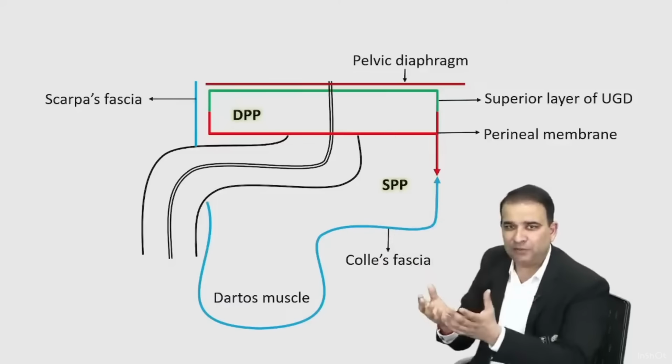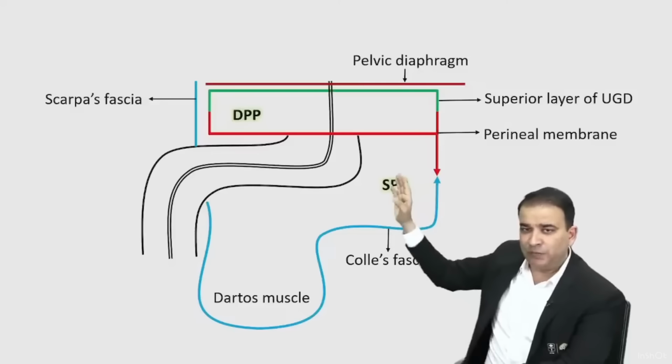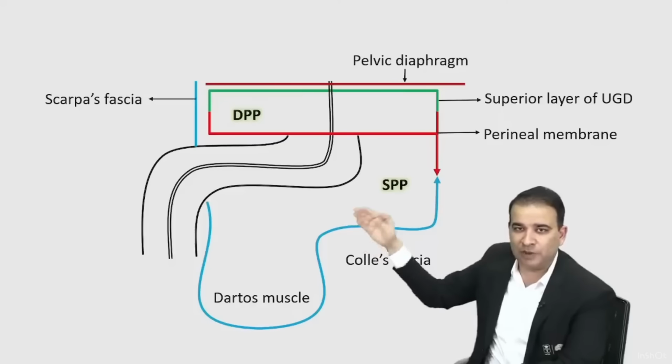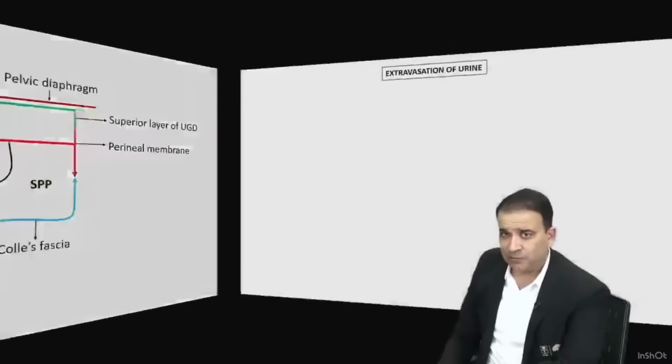The deep perineal pouch is closed. All the boundaries are there for the deep perineal pouch, though there are some varied concepts about the deep pouch. But the superficial perineal pouch is the one which is open in front. There is no anterior wall. Look, there is no anterior wall of the superficial perineal pouch, so it is open in front here. And that's where the question comes from.